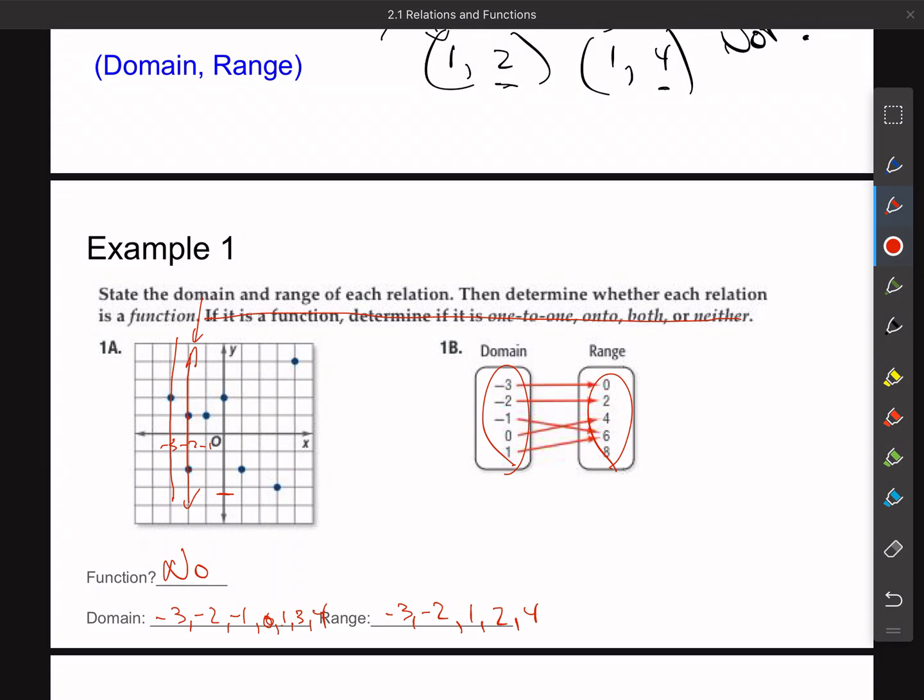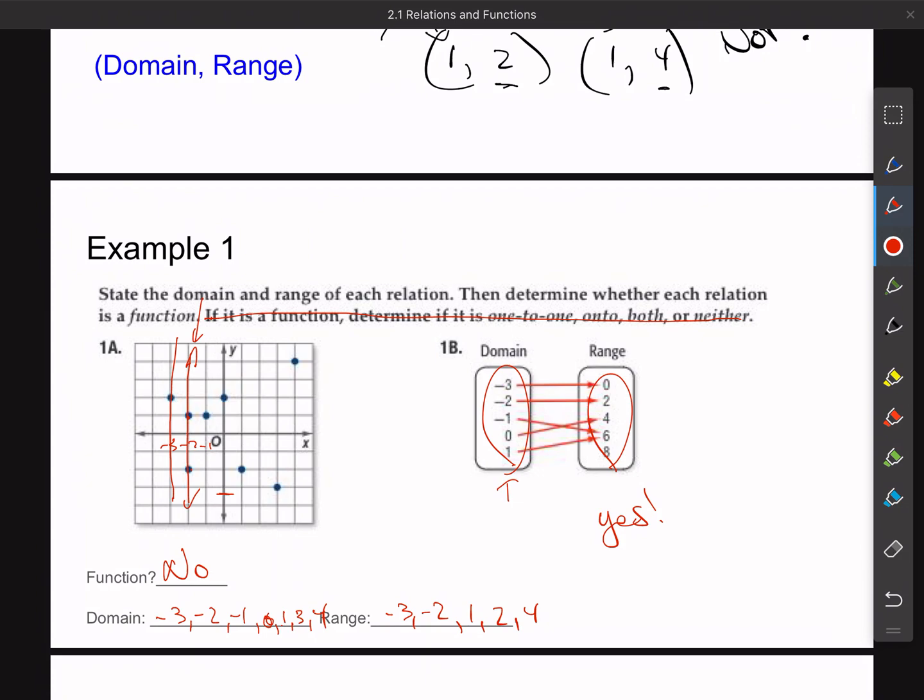So for each element of the domain, since the domain is never repeated here, you guys, this is a big trick. Look, all these x values are different, right? They're all different: -3, -2, -1, 0, 1. Since they're all different, we don't really care what range values they go to. This is going to be a function, because for every x value, we only have one y value.